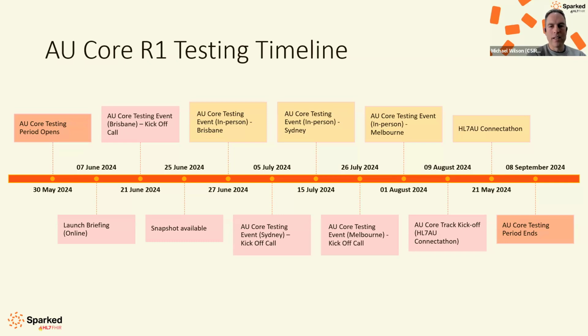So we've got this period now, and the primary period for testing AU Core is right through until the end of the ballot period, which is the 8th of September this year. Through this period, we really want to gather feedback through the testing so that we can feed that back into the ballot. So we've got some real world implementations, and we've gathered feedback along the way that can feed into that ballot.